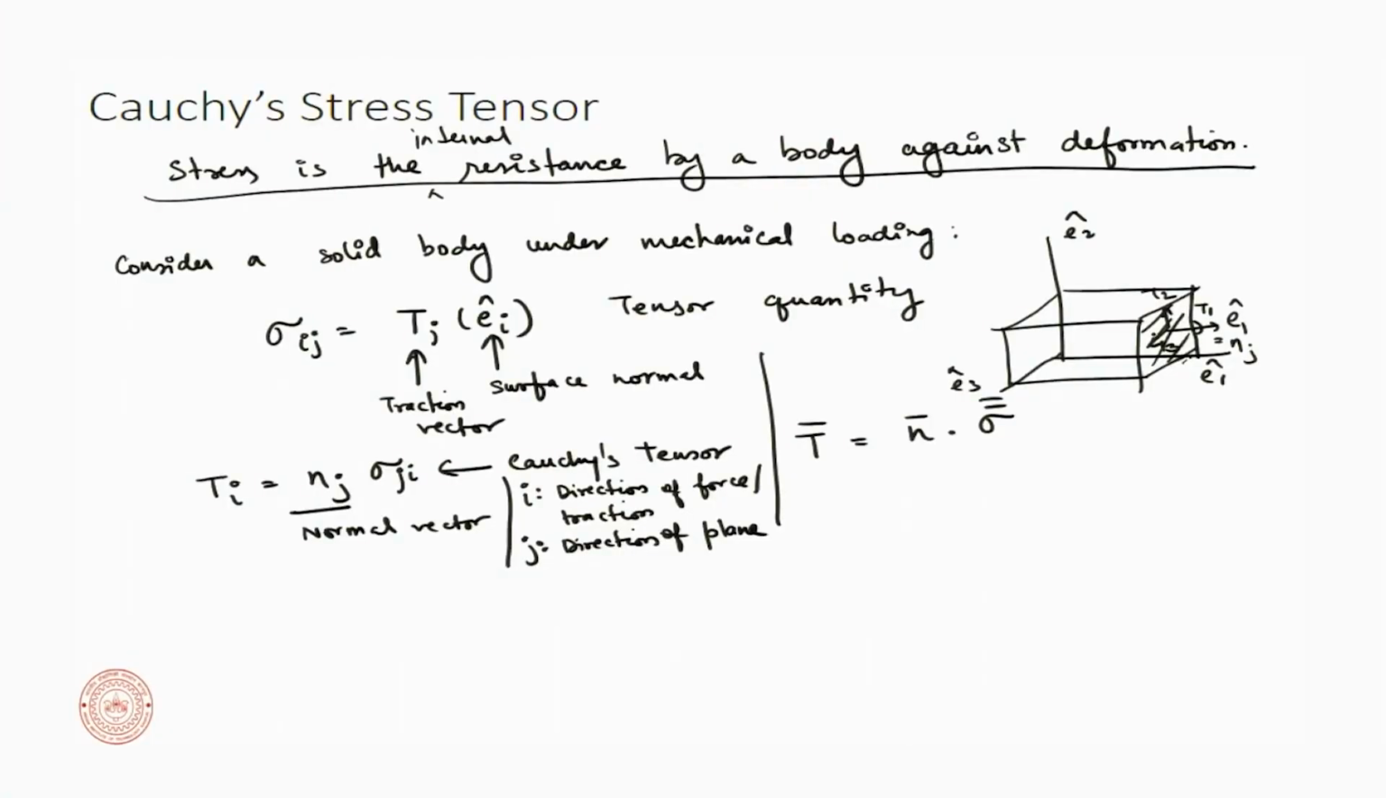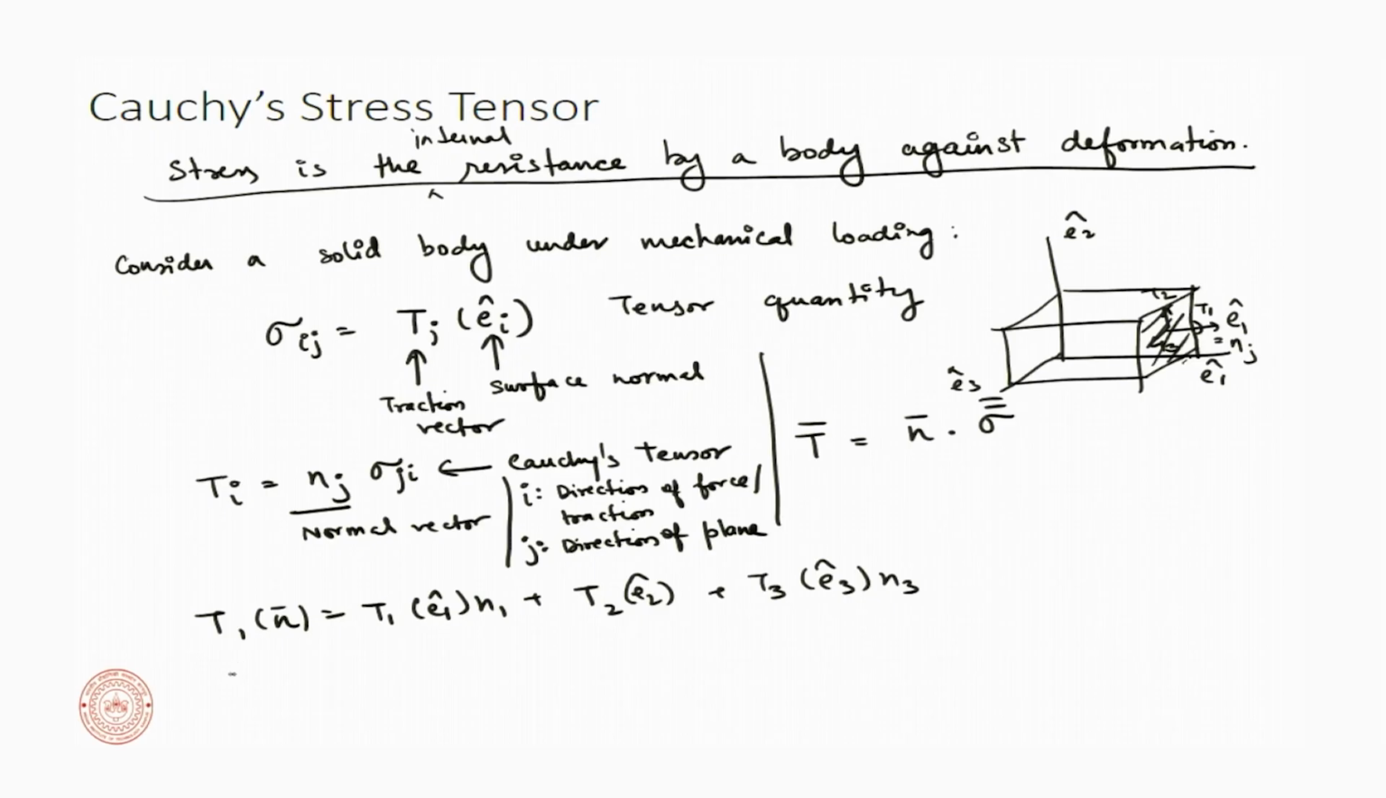Okay, so on this plane, E1 plane, we can have T1 along this n vector will be equal to T1 along E1 n1 plus T1 along E2, well, n vector is this vector, right. So T1, T2, T3 on this plane, that is what we are looking at.